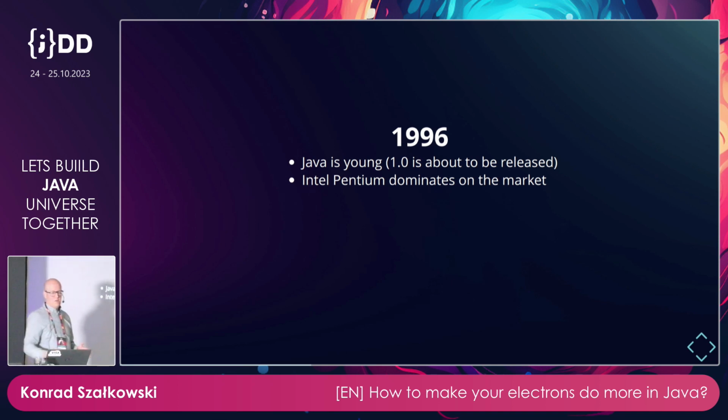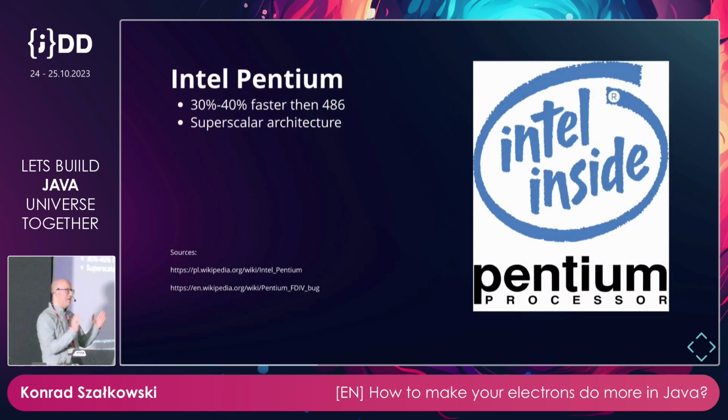So what was the Intel Pentium? Intel Pentium was a CPU. However great, 30–40% faster than its predecessor, the 486. It offered superscalar architecture and a lot of nice things. It even had, I would say, one of the most famous hardware bugs in it.